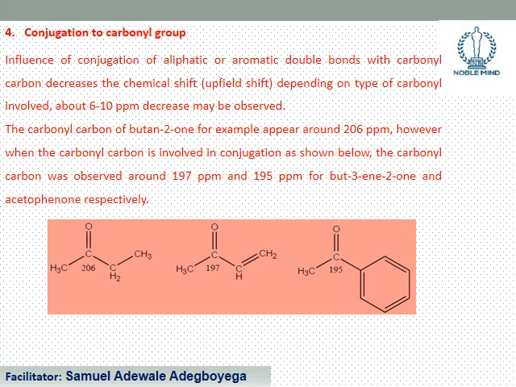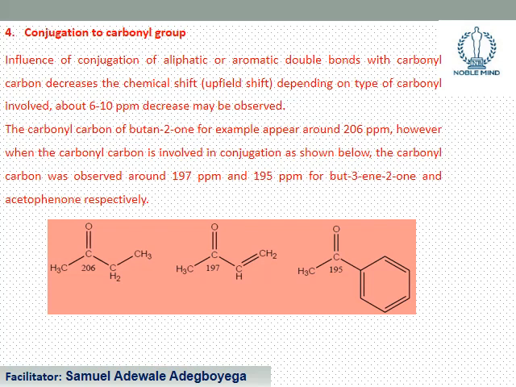Either aromatic or aliphatic double bonds with the carbonyl carbon decreases the chemical shift. We call it upfield shift. And that depends on the type of carbonyl compound. There are so many compounds that may have carbonyl groups. You have aldehydes, ketones, and the carbonyl functional group in carboxylic acids as well. You may have that in acid halides, and you have it in esters, and so on.